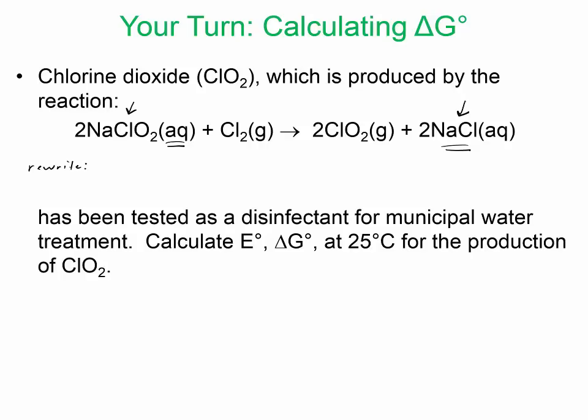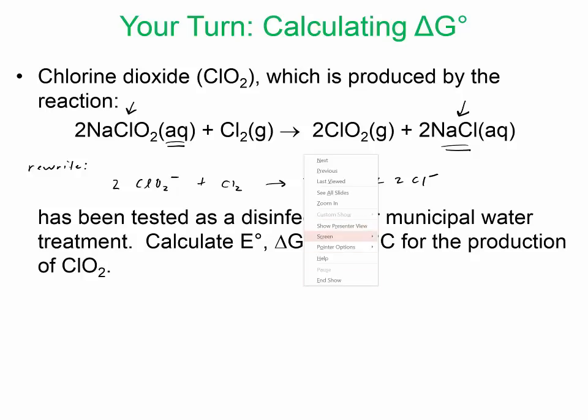So this would be two chlorite ions plus chlorine gas makes chlorine dioxide gas plus two chloride ions here. Okay, so see what you guys can do with this one. I don't believe it's as wild as the example I just tried, so hopefully it won't take you too long to do this one. And let's see what you come up with. That's the end of our tutorial.